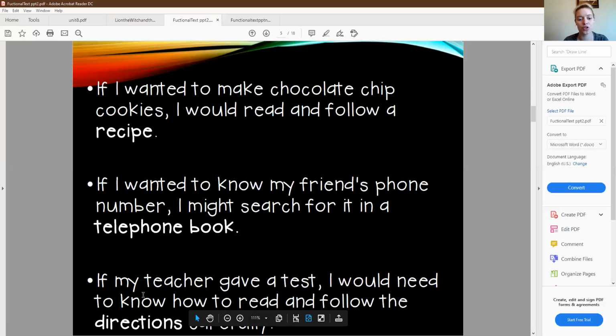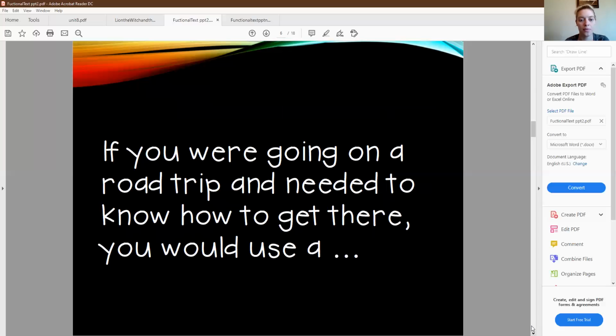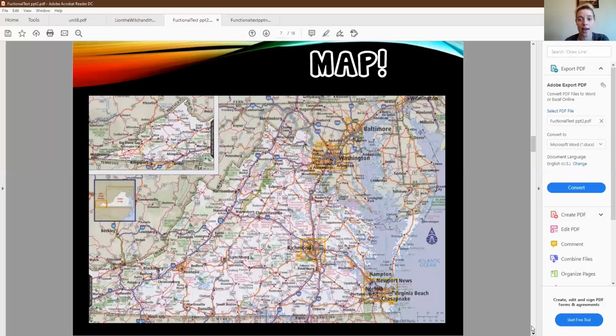And finally, directions, okay? So if I give you a test, at the top, I always have a direction box. Directions are an example of functional text too, because they help you complete that test. So functional texts are anything that helps you get through your day-to-day, anything that helps you follow some type of directions, okay? So if you were going on a road trip and needed to know how to get there, a lot of you guys will say a GPS, which would be an example of a functional text, or a map, which would also be an example of a functional text.